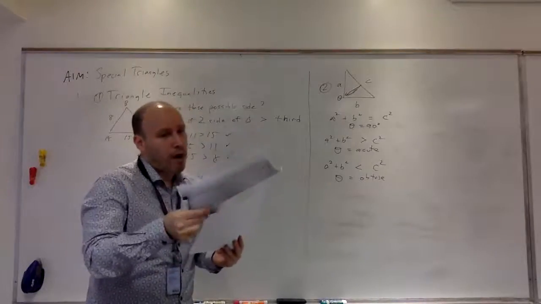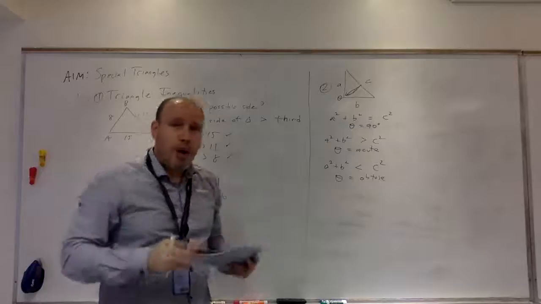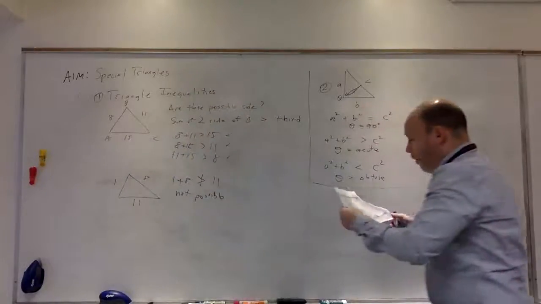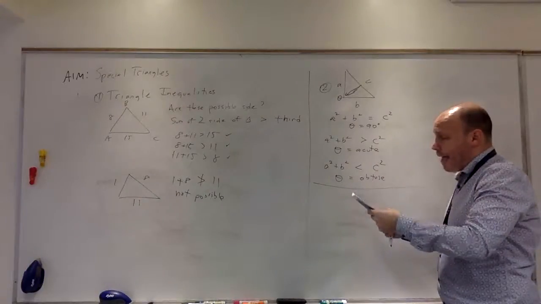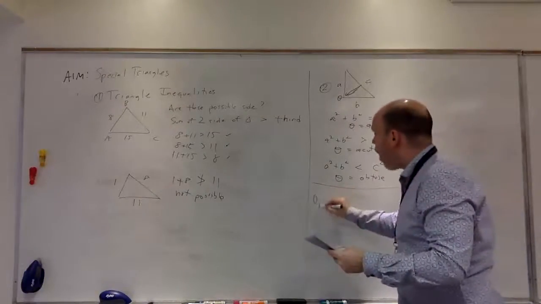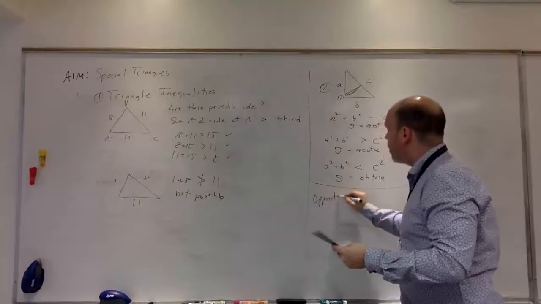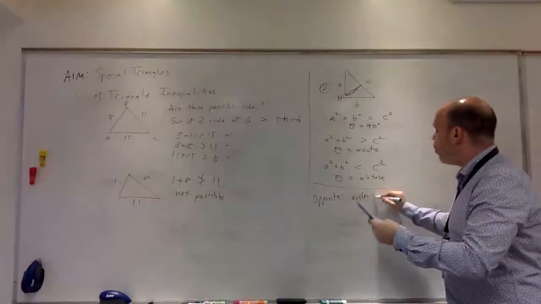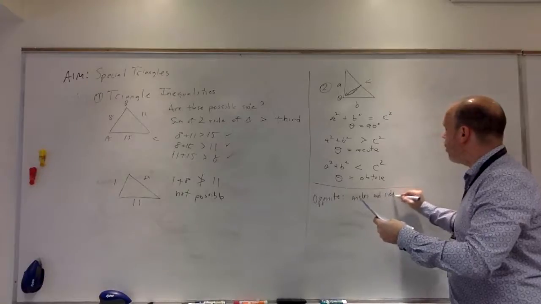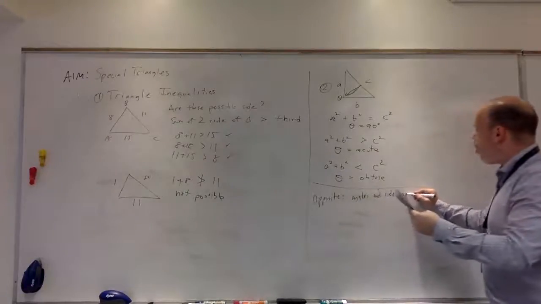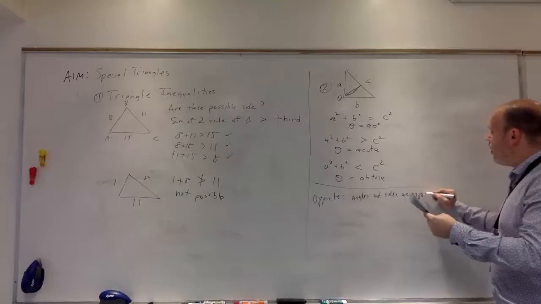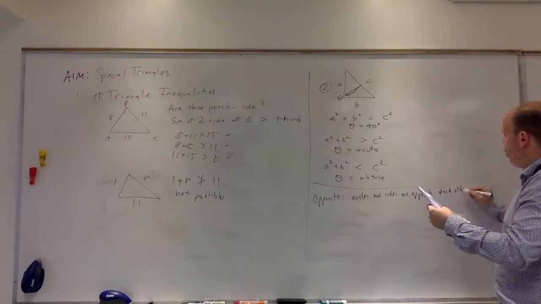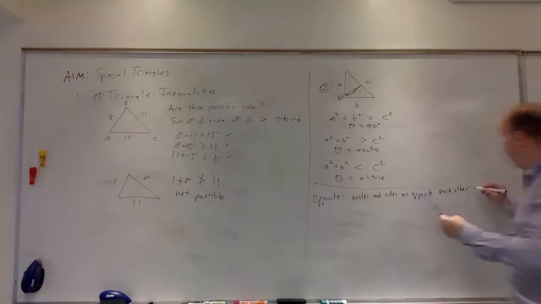Other thing, let's move on. I've used the word opposite, so let's talk about the word opposite. We're going to need this. Angles and sides are opposite each other in a triangle.